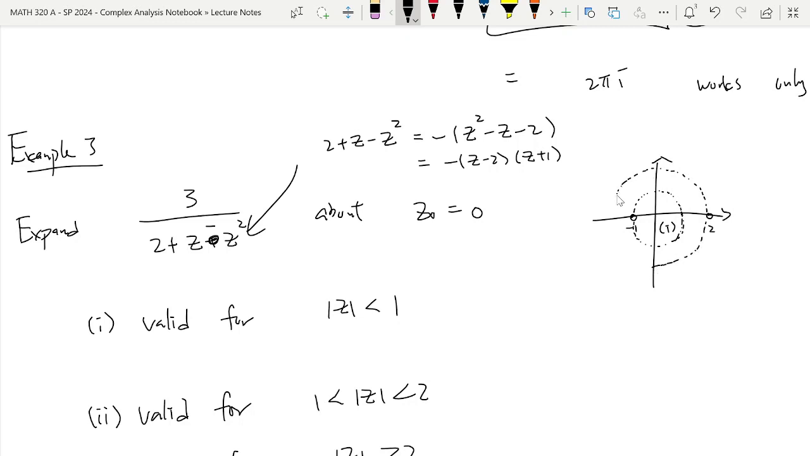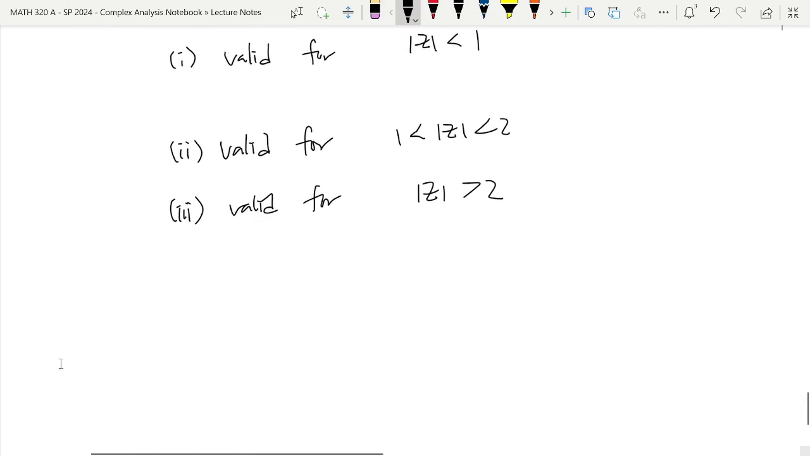And then you have both singularities. Avoid it at the boundary. And the last case, take the outside of it. So in all 3 ways, you get valid expansions, avoiding the singularity. Okay, so let's quickly show how you can do that.